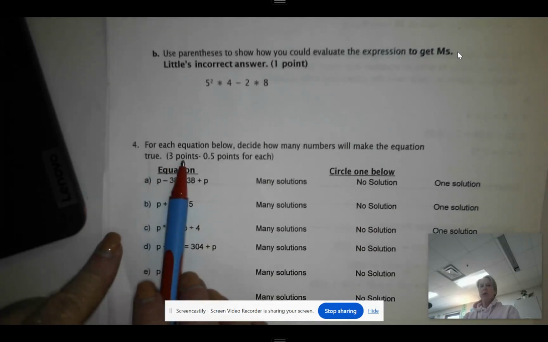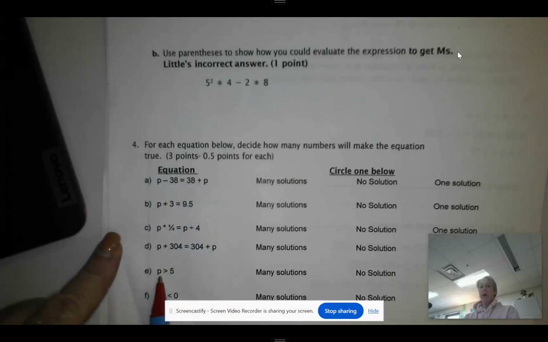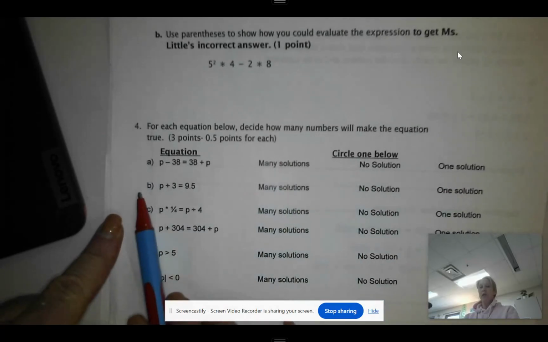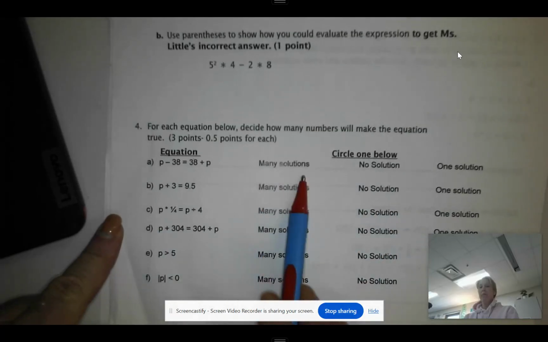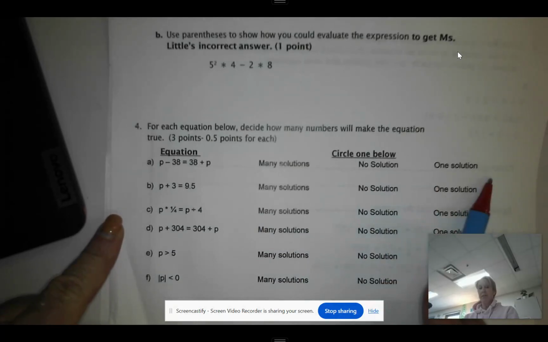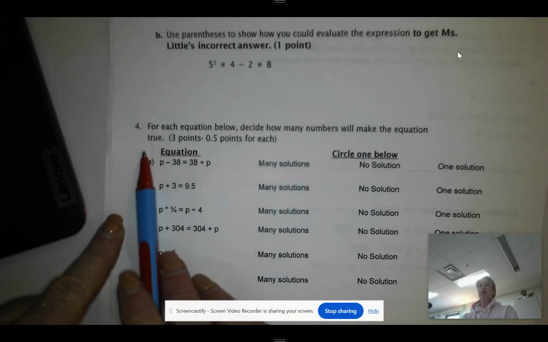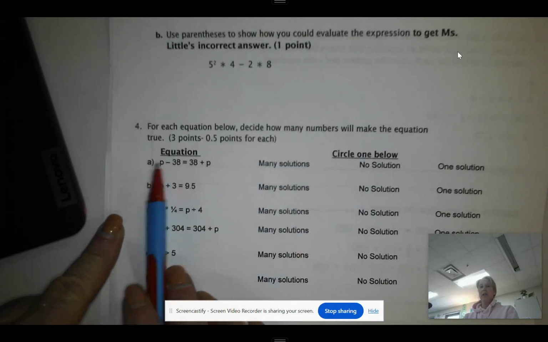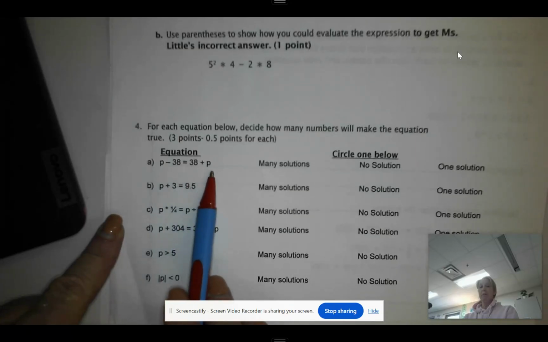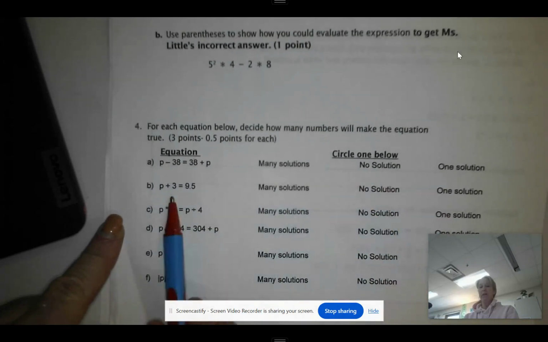Number 4 is worth 3 points. It's half a point for every part of the question. You are going to circle one answer for each problem, whether there's many solutions, no solutions, or one solution. For each equation below, decide how many numbers will make the equation true. Here's A. P minus 38 is equal to 38 plus P. Circle. Any, no, or one.